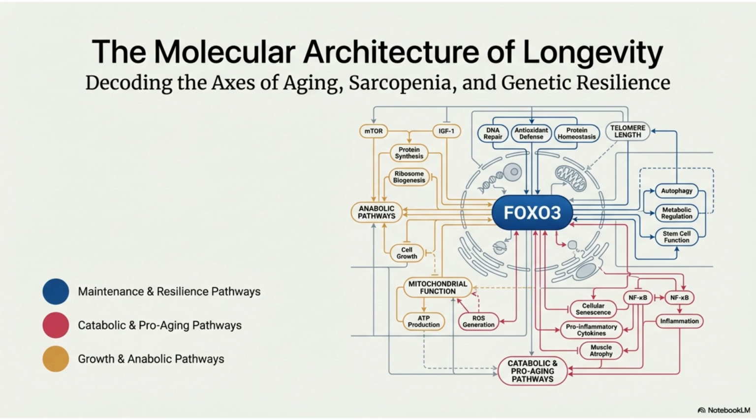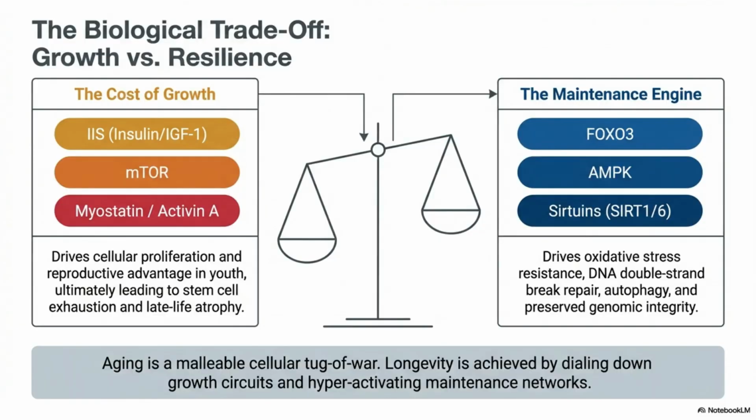This video explores the molecular architecture of longevity, decoding the axes of aging, sarcopenia, and genetic resilience. The diagram highlights three key pathways: maintenance and resilience, catabolic and pro-aging, and growth and anabolic. Aging involves a biological trade-off between growth and resilience.